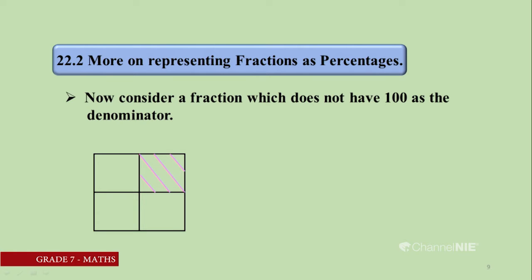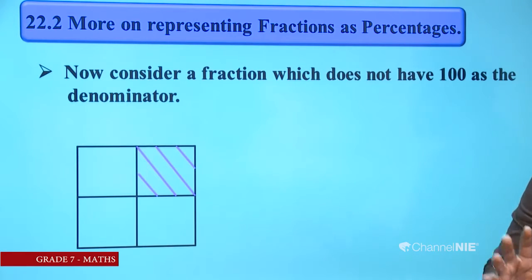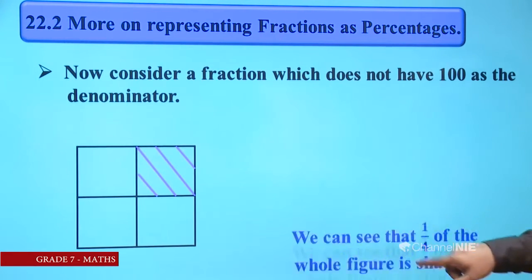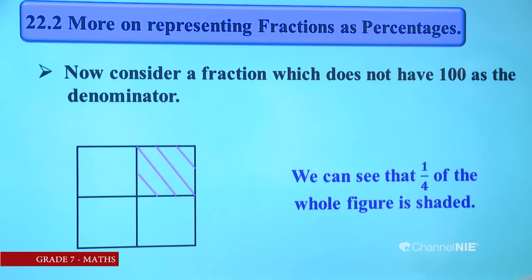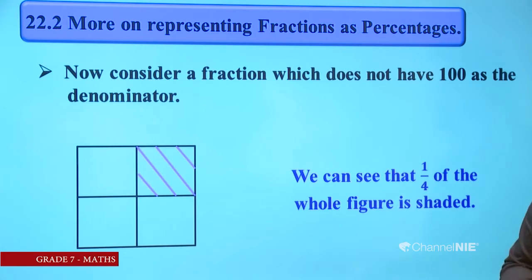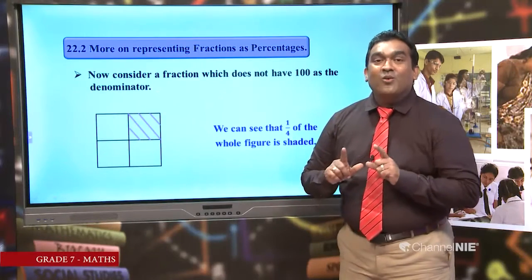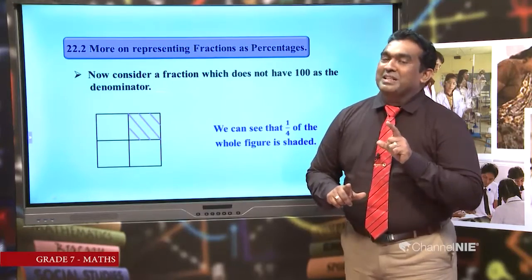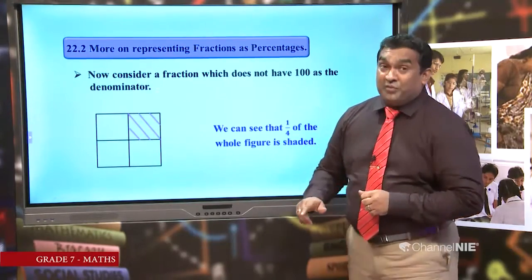Here you can see in a square there are 4 equal regions. Out of 4 equal regions, one portion is shaded. Out of 4, one portion is shaded. We can see that 1/4 of the whole figure is shaded. It is very clear. 1/4, one portion is shaded out of 4.